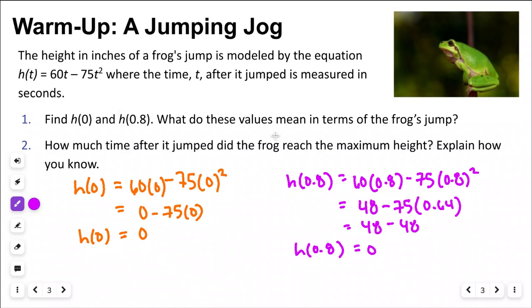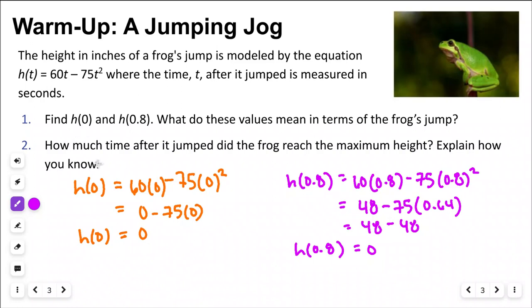What do they mean in terms of the frog's jump? Well, t represents our time, and h of t represents the height. So when I'm looking at this, t of 0 means 0 is my time, 0 seconds. And when I get h of 0 equals 0, that means this 0 here represents the height. So this one is saying at 0 seconds, or at the start, the frog's height is 0. And at 0.8 seconds, the frog's height is 0. So it's on the ground, the height is 0 at 0 seconds and 0.8 seconds.